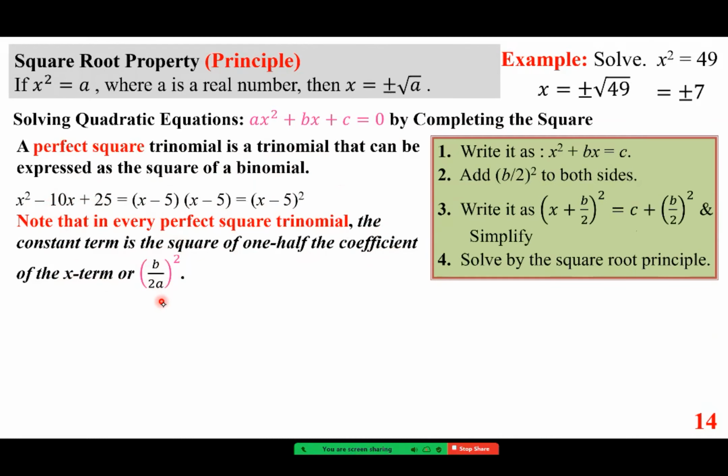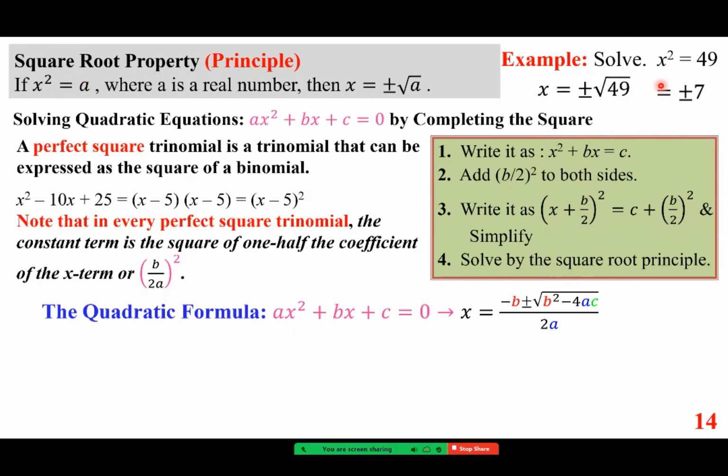Therefore, if I want to go by that method, I make sure a is 1 by dividing both sides by a if a is any number other than 1. For example, if it's 5, we divide both sides by 5. So when a becomes 1, we divide b by 2 and we square it. We add it to both sides, in which case the left side will always be x plus b over 2, including the sign, quantity squared. We add this one to the other side, simplify, and solve by the method that was discussed.